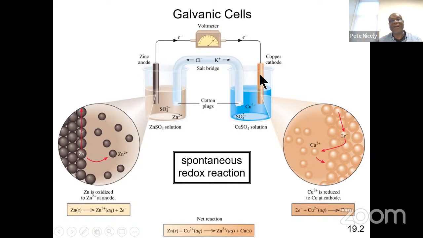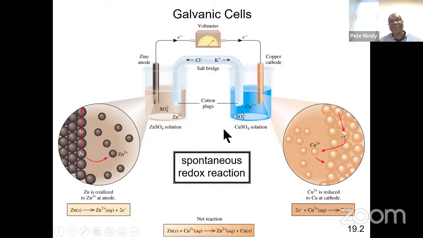Immersed in each solution are electrodes. In the case of the solution to the left, which is zinc sulfate, a zinc electrode is inserted, and a copper electrode is inserted in the other solution. Also inserted into the solution is this U-shaped tube here, which connects the two solutions, right? This consists of a material known as agar gel, which is soaked with potassium chloride, and it's called a salt bridge. And I'm going to explain the role of that shortly.